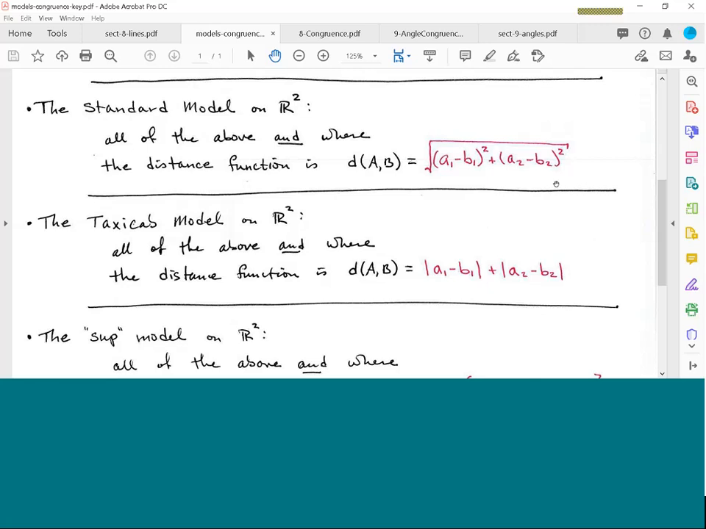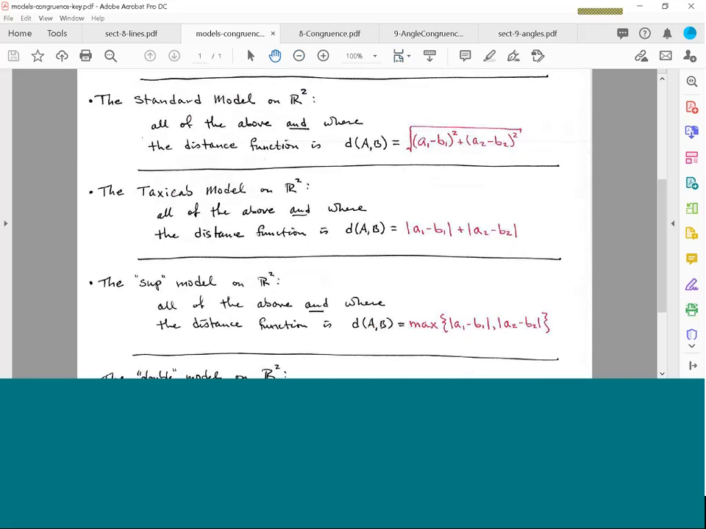We also had the taxicab model. So our taxicab model distance formula was the absolute value of the difference in x values plus the absolute value of the difference in y values. And we also had our sup model, which corresponded exactly to the maximum of the absolute value of the difference of x values versus the absolute value of the difference of y values.